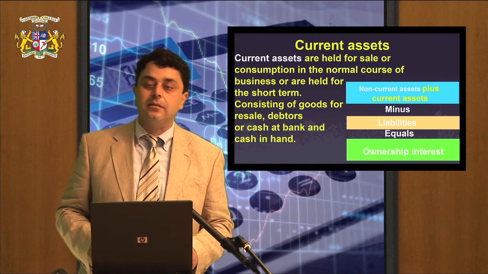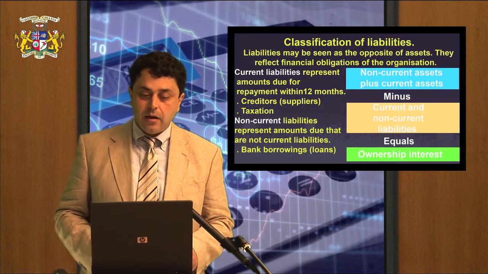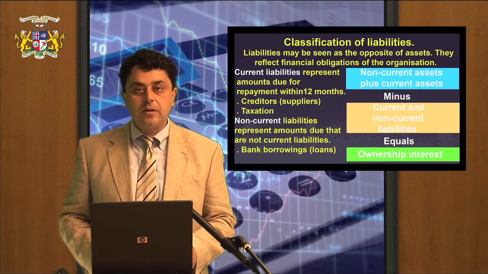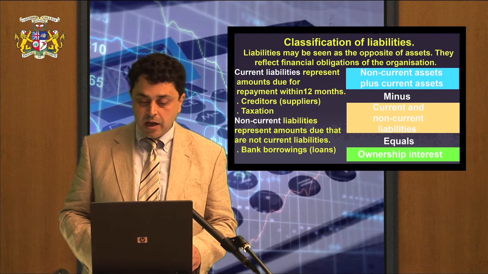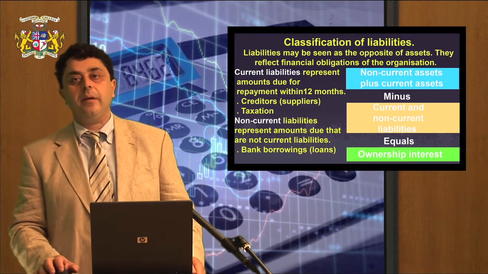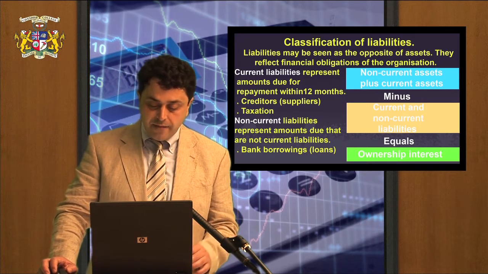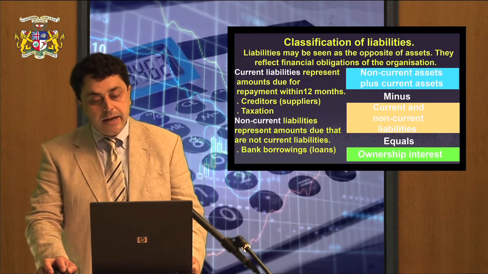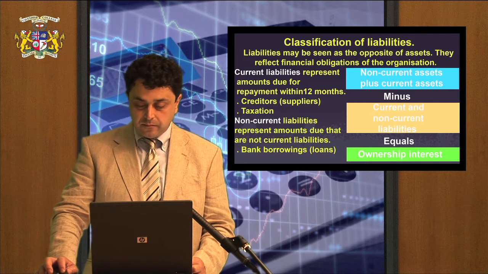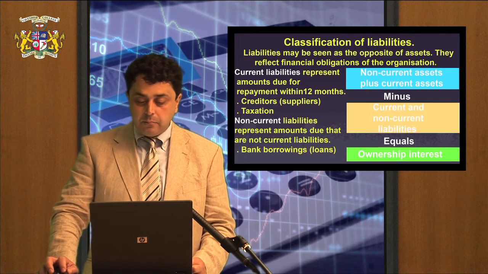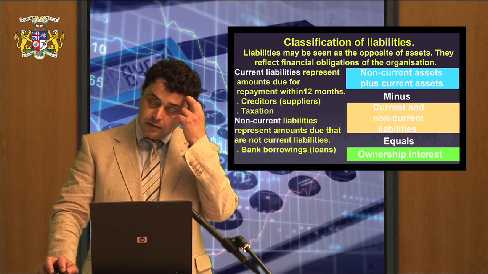Having discussed what assets are, let us move on to discuss the liabilities of a business. Liabilities may be seen as the opposite of assets. They reflect financial obligations of the organization. They are split into current liabilities, which are liabilities that have to be paid within the next 12 months, and these typically include creditors and taxation. Creditors are people to whom money is owed for goods or services.